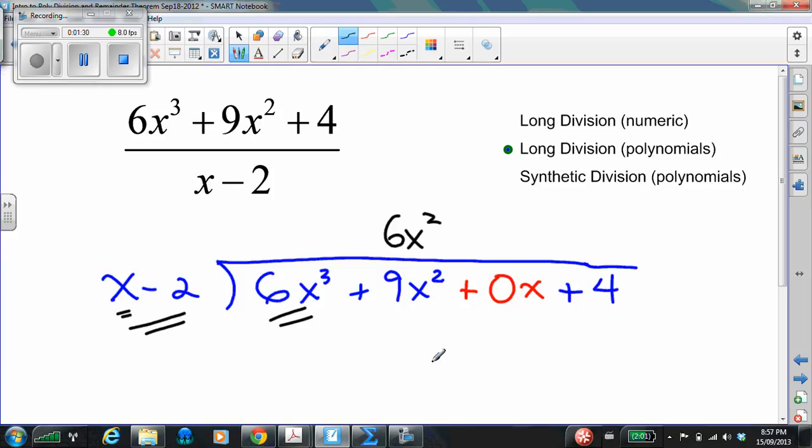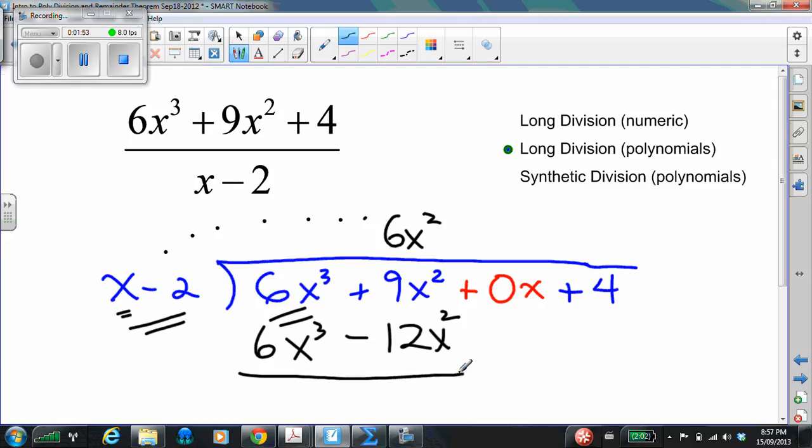So just keep things lined up and keep things in order. It'll help us stay organized. It'll help us make fewer mistakes. Now, don't forget the next step, which is to multiply back: 6x squared times x is 6x cubed, just as we hoped and predicted. 6x squared times negative 2 is minus 12x squared.